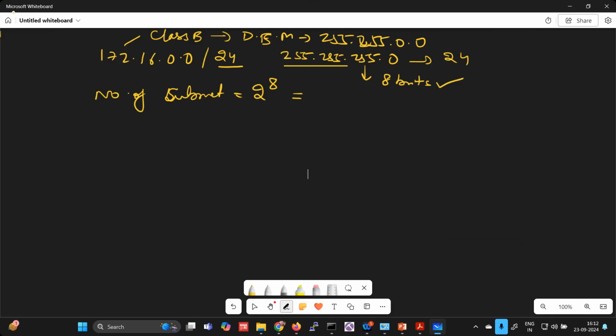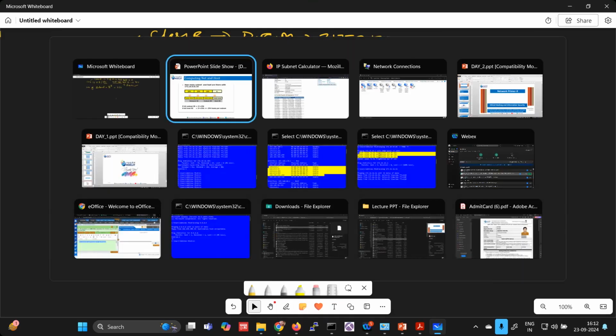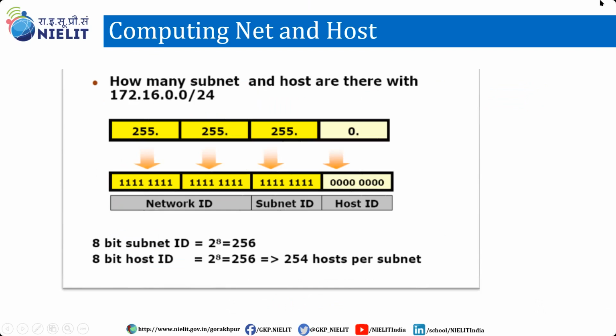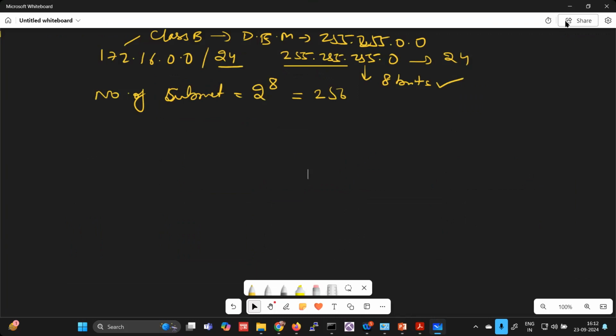256. So with this example, we can have a maximum of 256 subnets created.